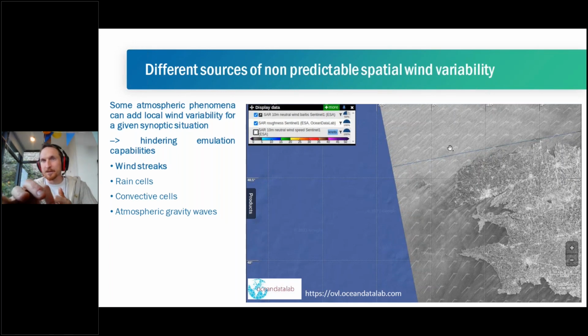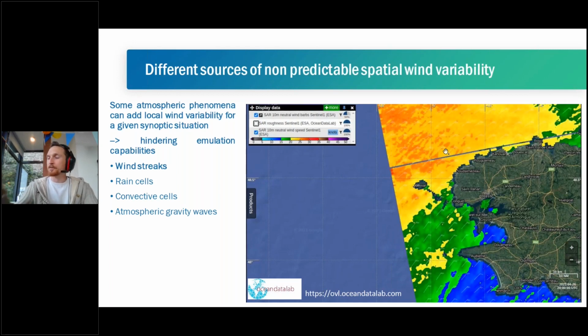Typically what you can see in this situation over the Brittany coast, it's a case of northeastern wind, where you can see some variability between the different wind alleys that are created transversally to this wind situation. And this is the sea surface roughness. And if I move to the wind field, you can see now that there are some alternations of yellow and orange, which are creating this wind variability.